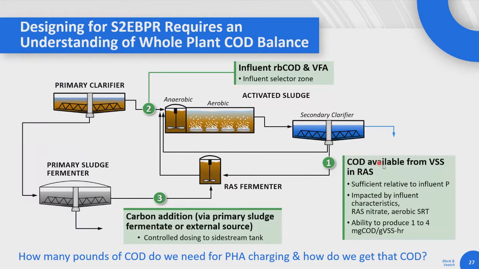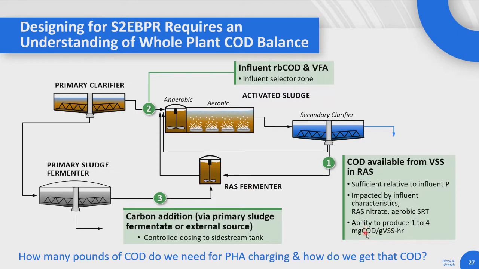And that COD availability from our volatile solids, the way we know that there's enough is we have to look at, okay, well, this is our COD source. This is our ability to make PHA. Well, we have to make enough PHA in this RAS fermenter to uptake the phosphorus that's coming into the mainstream reactor. So we can look at the influent phosphorus load. We can look at the different characteristics of the influent, the RAS nitrate, the SRT of the system. And this is a big range, but we'll have the ability to produce 1 to 4 milligrams of COD per gram VSS hour that we add into that RAS fermenter.